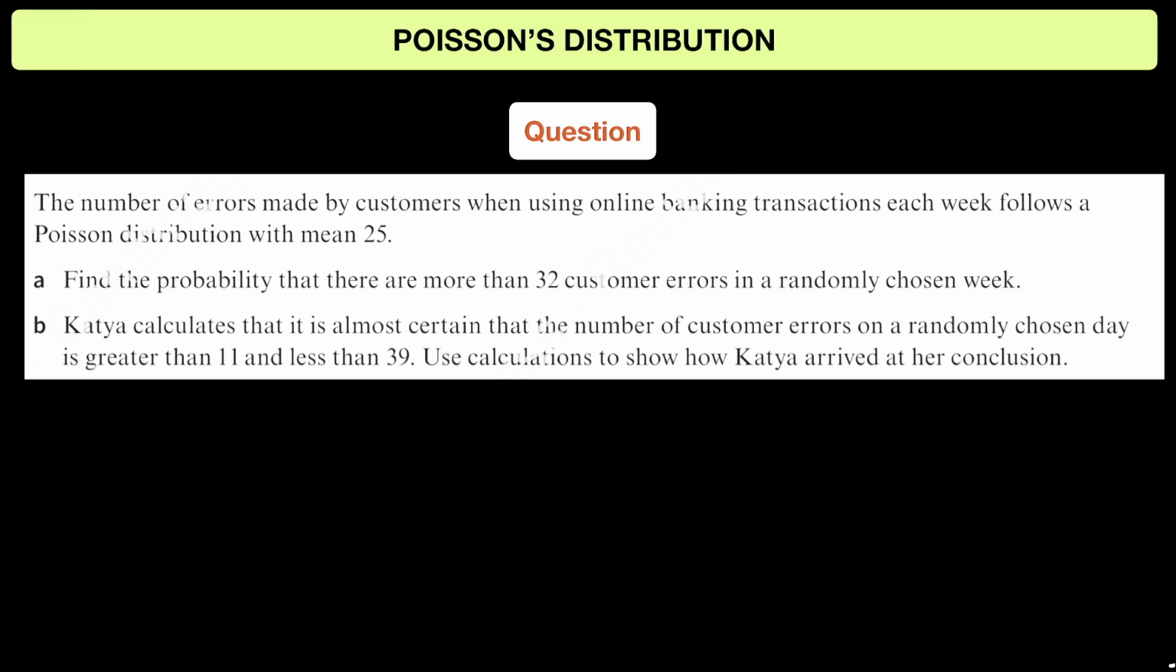Find the probability that there are more than 32 customer errors in a randomly chosen week. Part B says that Katya calculates that it is almost certain that the number of customer errors on a randomly chosen day is greater than 11 and less than 39. Use calculations to show how Katya arrived at her conclusion, so we need to show how she reached that conclusion. Okay, so we need to solve this question. So let's start with the solution part of it.